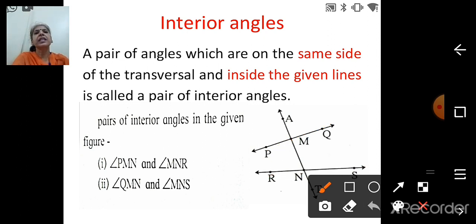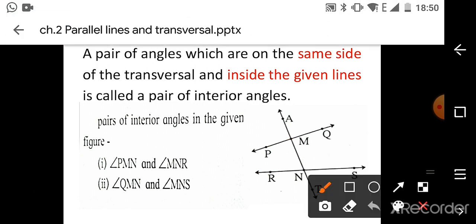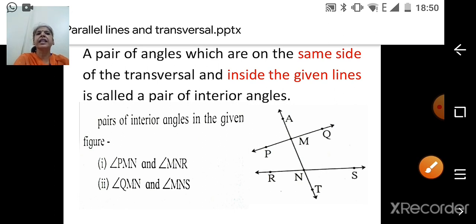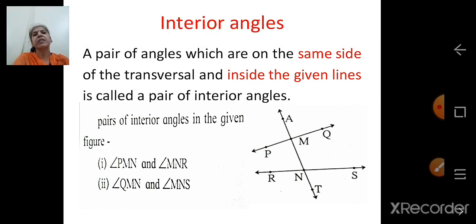So let's see which are those angles. That is angle PMN, I'll call it 1. Angle PMN, inside, same side. So they are on the same side of the transversal, and inside the given lines. So this is the other angle, and that angle is MNR. So the angles are PMN, first, and angle MNR, second. They are inside the given lines, same side of the transversal.